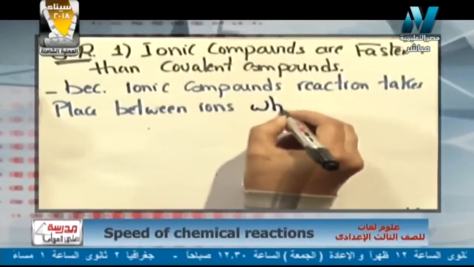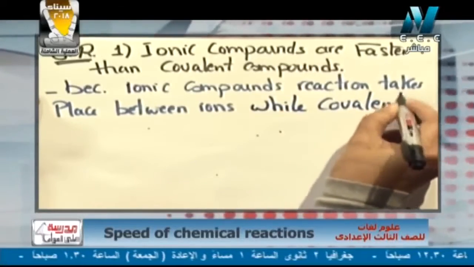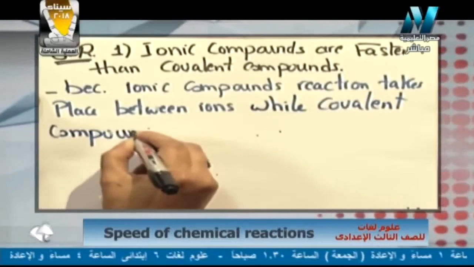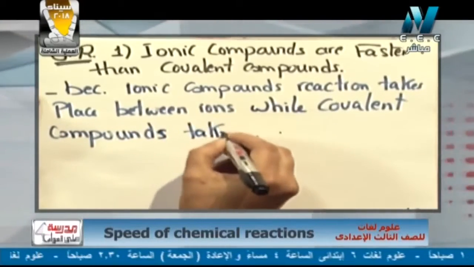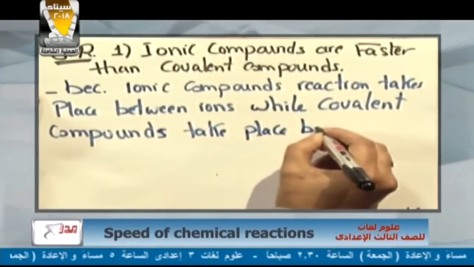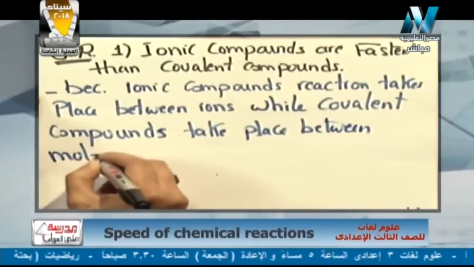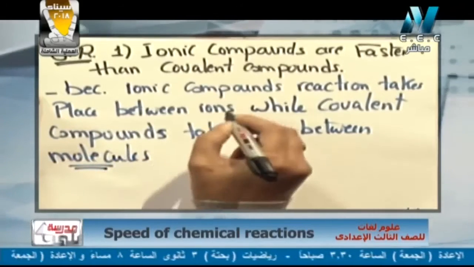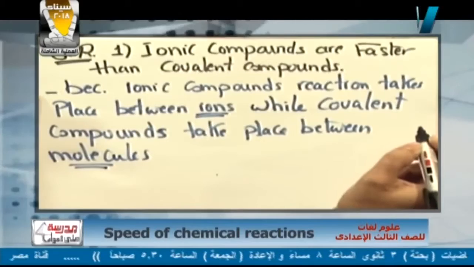While in covalent compounds, the reaction takes place between molecules. This is the whole molecule by sharing, and this is the ion by losing and gaining electrons, so it is faster. Okay, next point, Mr. Muhammad.